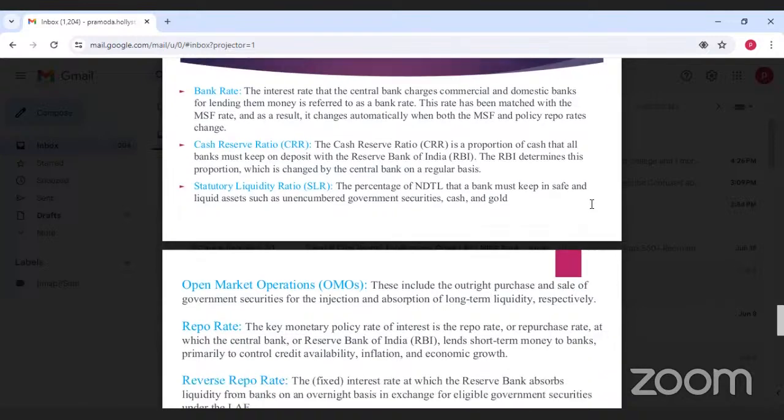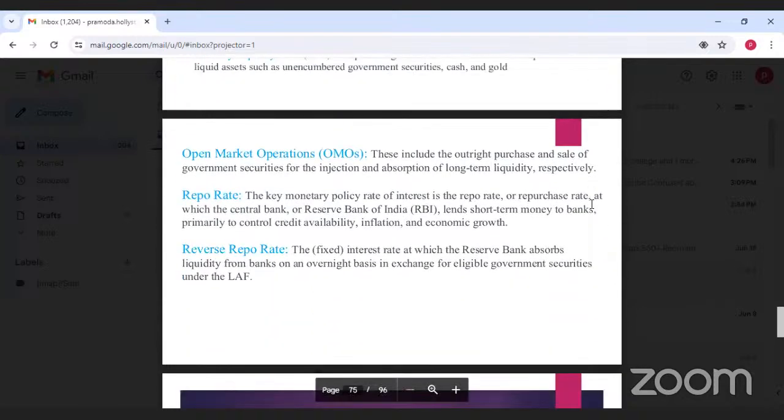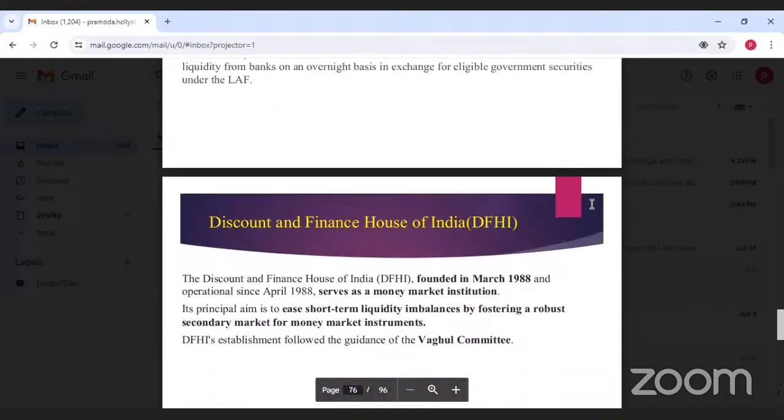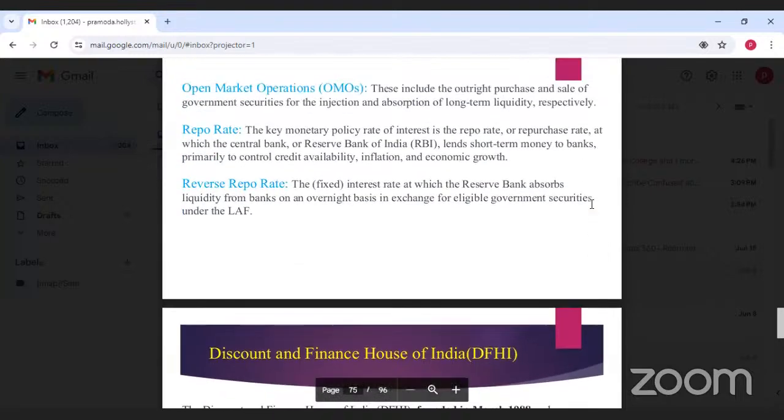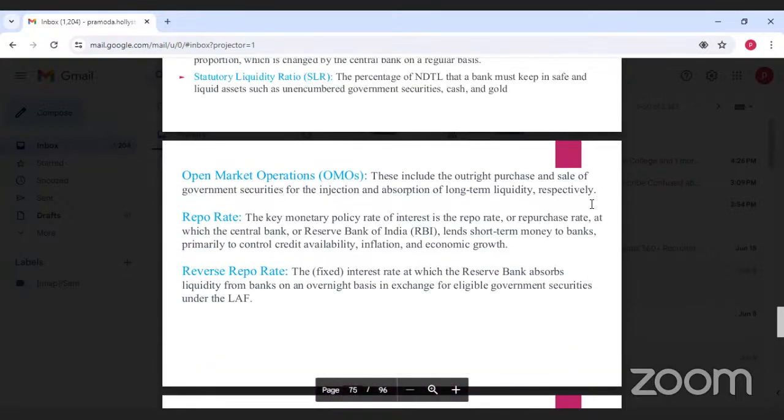Ma'am. Are you all following? Yes, ma'am. Can you explain reverse repo rate once again? Reverse repo rate means whenever the Reserve Bank of India wants to control the money, because it is observing that commercial banks are giving a good rate of interest on fixed deposits to the customers.